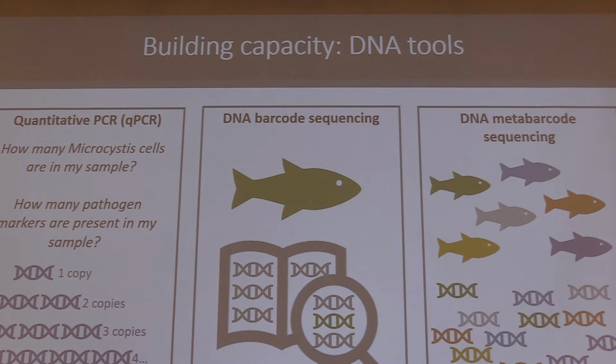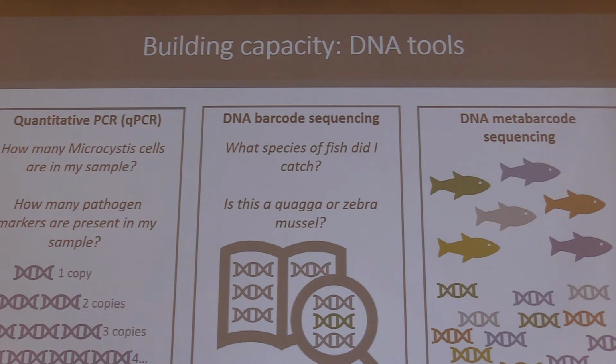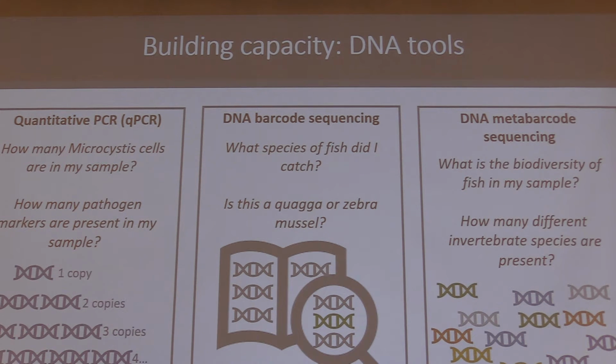If we're interested in actually identifying some of the species that are present in our sample as opposed to just quantifying a target DNA, we move on to DNA barcode sequencing. DNA barcode sequencing is a great option when you really want to know what species of fish I caught, or whether this is a quagga or a zebra mussel that I have. And if you're interested in identifying beyond just a single organism and you want to look at whole groups of organisms or a consortium all at the same time, then we move on to DNA metabarcode sequencing. This is a great option when you want to see the whole biodiversity of fish present in your sample, or if you want to look at all the different invertebrate species present in your sample.